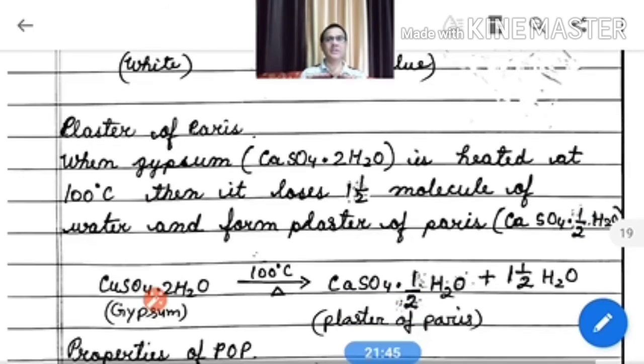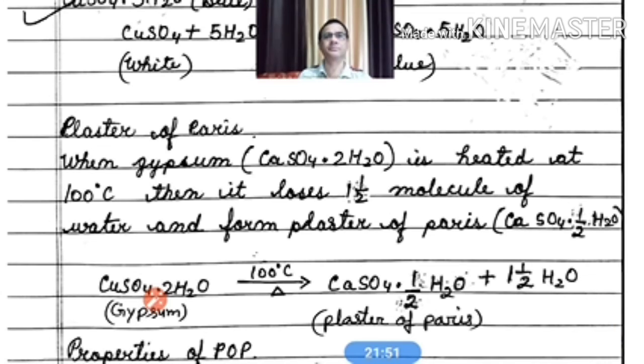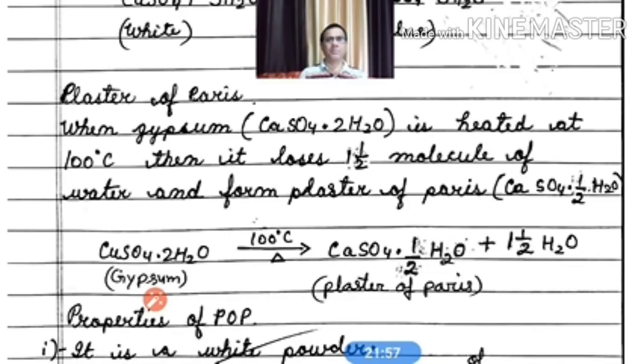Now our next topic is Plaster of Paris. How is Plaster of Paris prepared? For the preparation of Plaster of Paris we need a compound called gypsum, and its chemical formula is CuSO4.2H2O. Copper sulfate, this is not actually Cu, actually it is Ca. So it is a little mistake, all of you correct it. It is CaSO4.2H2O, calcium sulfate dihydrate, and that is gypsum.